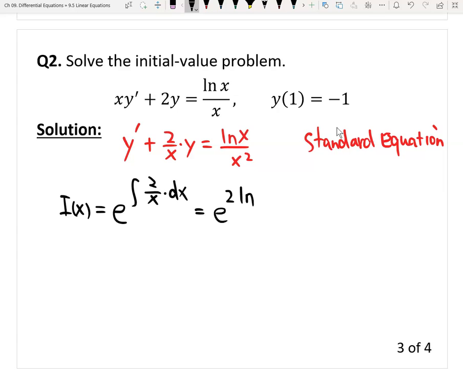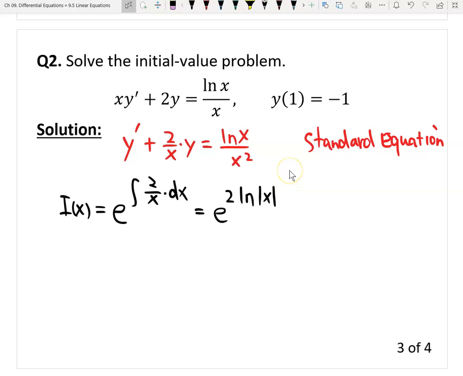We have the natural logarithm as the antiderivative, but don't miss the absolute value. Okay, so this looks complicated, but we can simplify. Don't worry. The 2 goes back to the power of x, which is the power rule, and then e to the ln is the inverse rule. So what do we get? We will get exactly x squared.